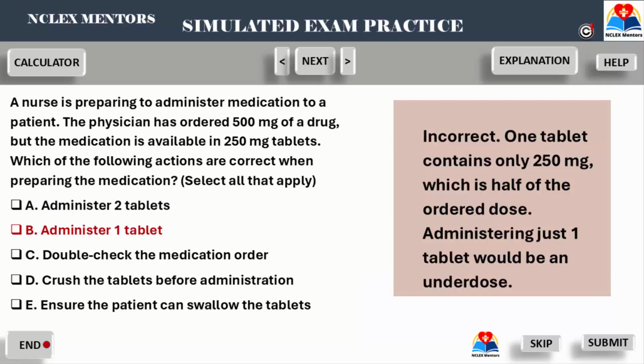Option B, administer 1 tablet. Nope, not this one. 1 tablet is only 250 milligrams, so that's only half the prescribed dose. Giving just 1 would mean the patient doesn't get enough medication, and that can affect their treatment.